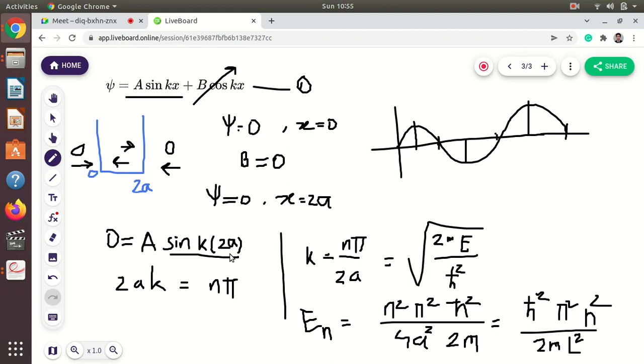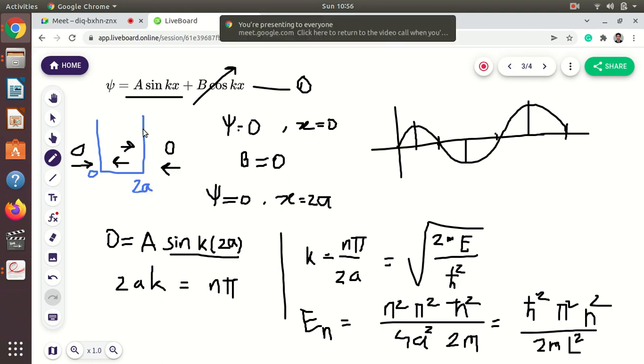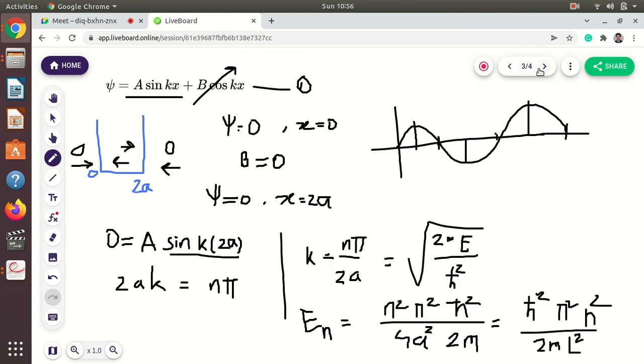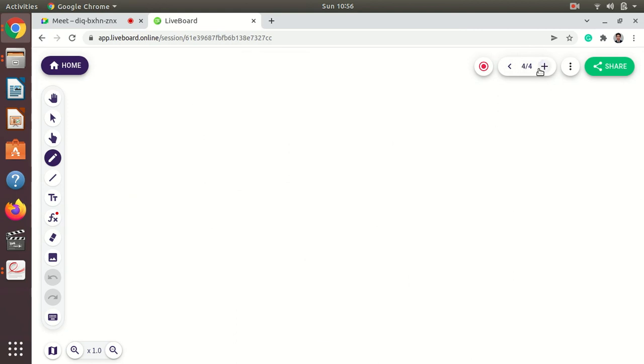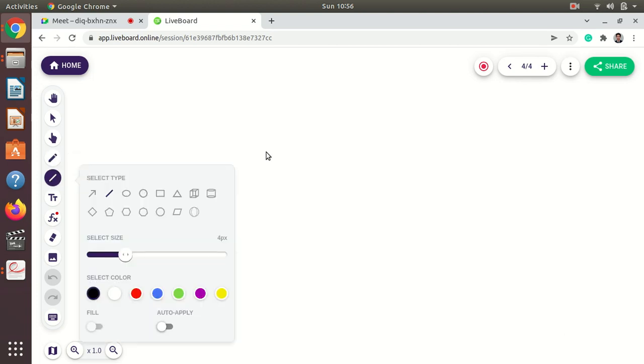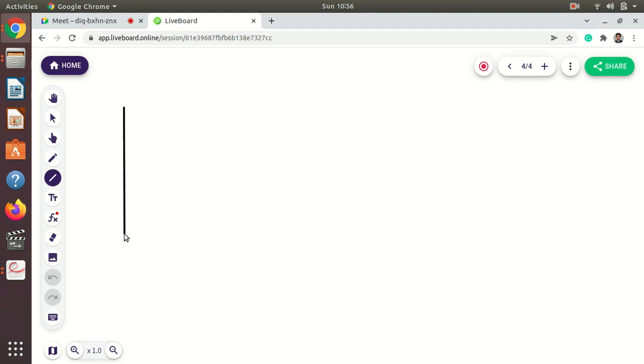But in your syllabus for MSc, you have the symmetric well. So we will also solve for a symmetric well. This is a symmetric type of well. Now we have to discuss the symmetric one. We are discussing the infinite square well itself, or infinite rectangular well itself, but by a different approach. Okay, so we'll draw the well.